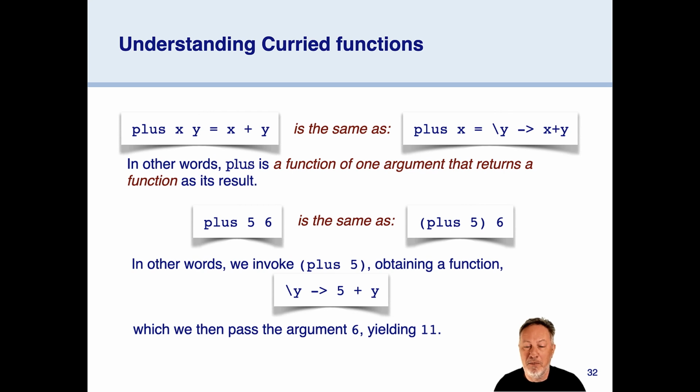So plus 5 6 is actually plus 5, which returns an anonymous function that adds 5 to its argument, applied to 6. In other words, we're invoking plus 5, obtaining a function lambda y returns 5 plus y, and we pass the argument 6, and we finally get 11.